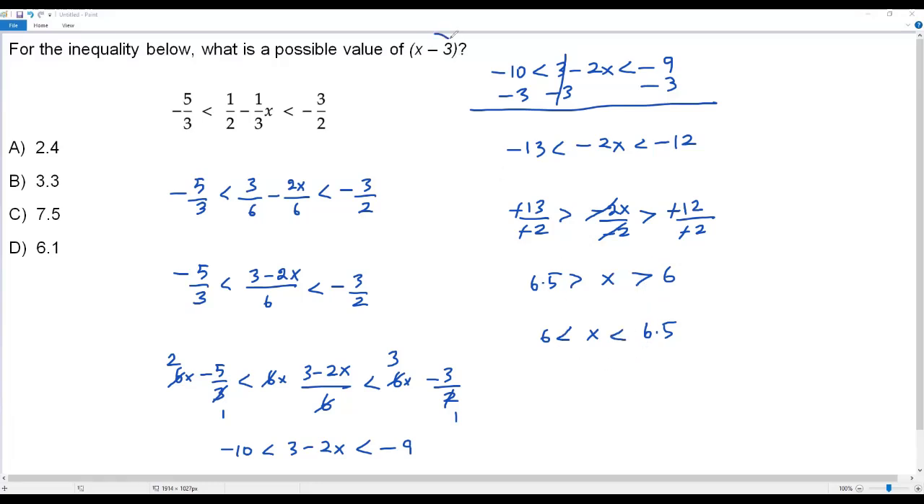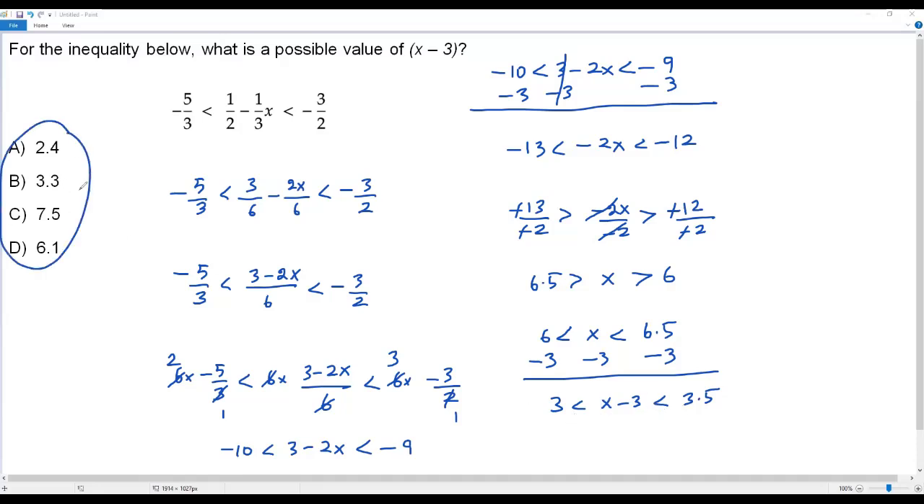Okay, so my aim is to get the value of x - 3. Now I got an inequality which gives the values for x. Since I have to get the value of the expression x - 3, I have to subtract 3 from all three terms over here. Let me subtract 3 from all three terms of this inequality. When I do so, 6 - 3 becomes 3, less than. Here I'm getting x - 3, less than. When I simplify 6.5 - 3, I'm getting 3.5. So the value of x - 3 is between 3 and 3.5.